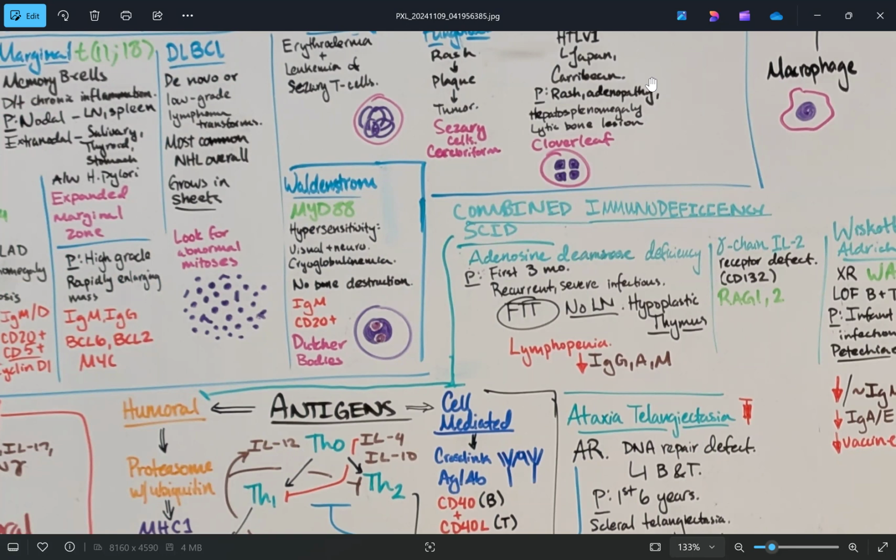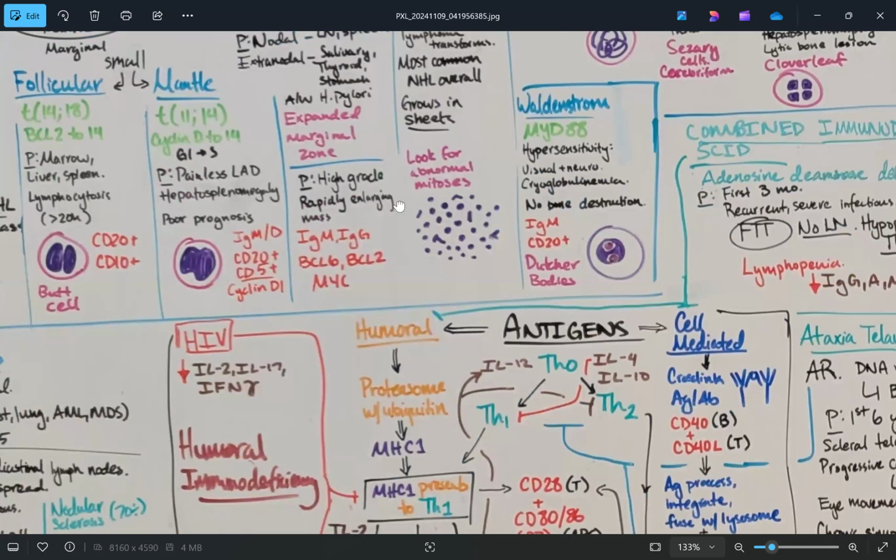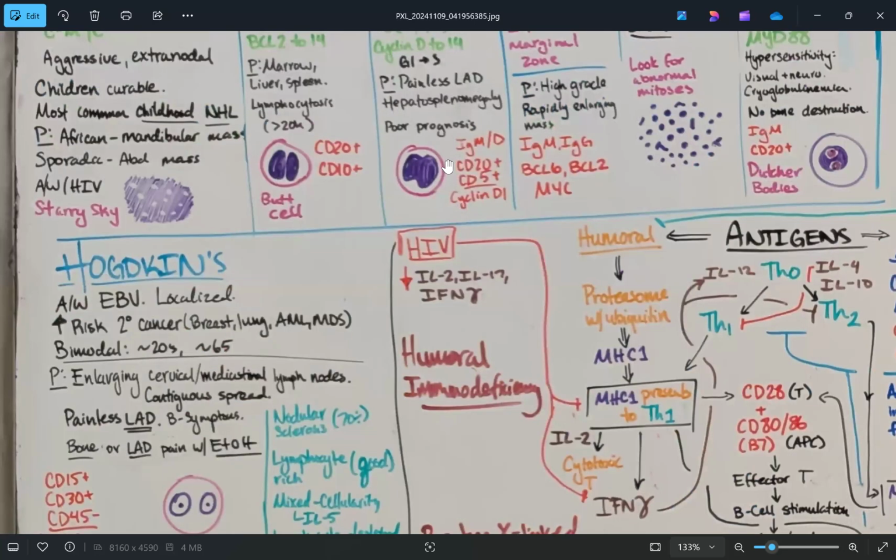I think that is all for the Hodgkin's. Almost forgot about Hodgkin's. Hodgkin's is the other distinction from the type of lymphomas. I would describe it as one big difference is it's a localized lymphadenopathy versus diffuse. It's often associated with Epstein-Barr virus.